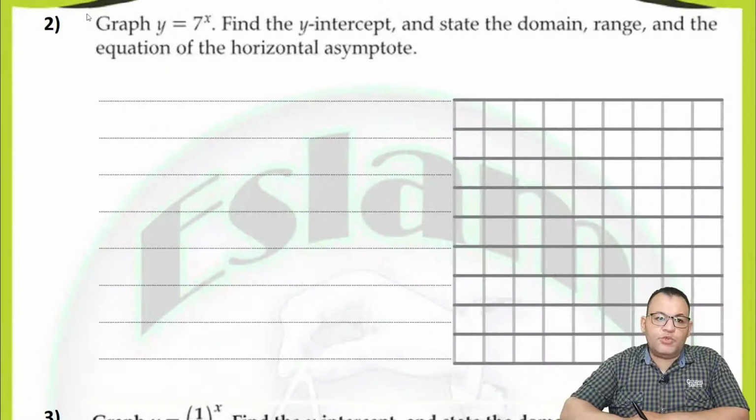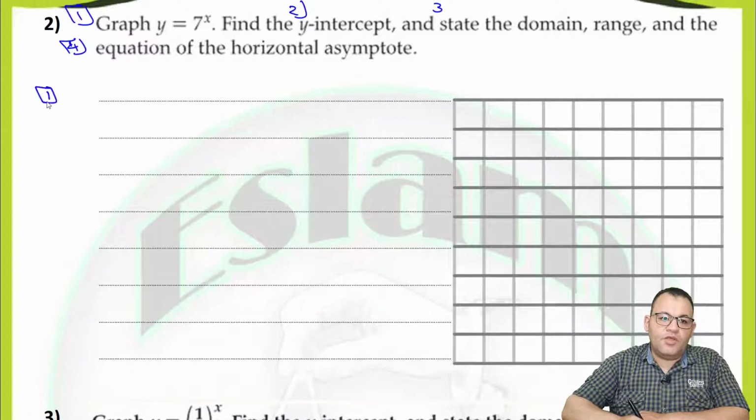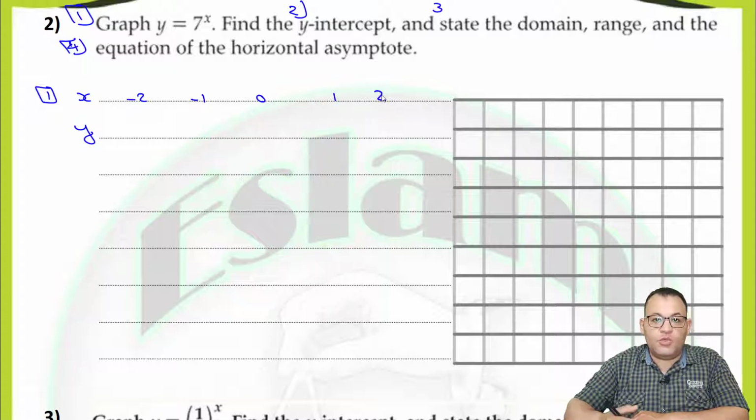In this problem, we need to graph the equation y equals 7 to the power x. Then we need to find the y-intercept, state the domain and range, and find the equation of the line of asymptote. So step number 1, to graph, we need to find x and y. We always use -2, -1, 0, 1 and 2. You can use any values, but those are the values that we use for graphing.